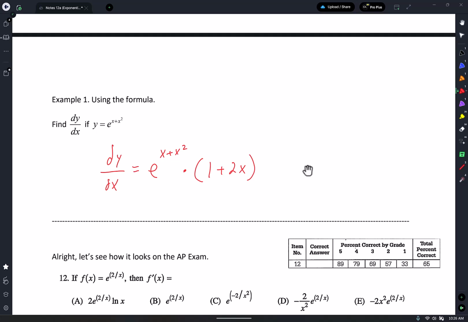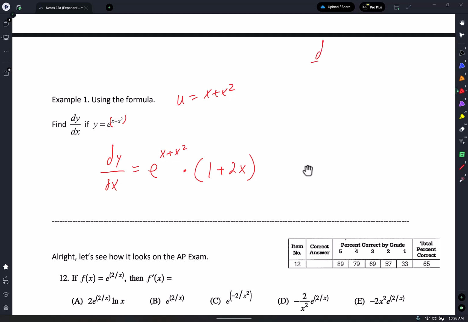Why don't we do more? Because there is nothing else to take a derivative of. It's just e to the u times du/dx, and the derivative of your u here, x plus x squared. So unless it's a constant, the e is still present when we take the derivative.